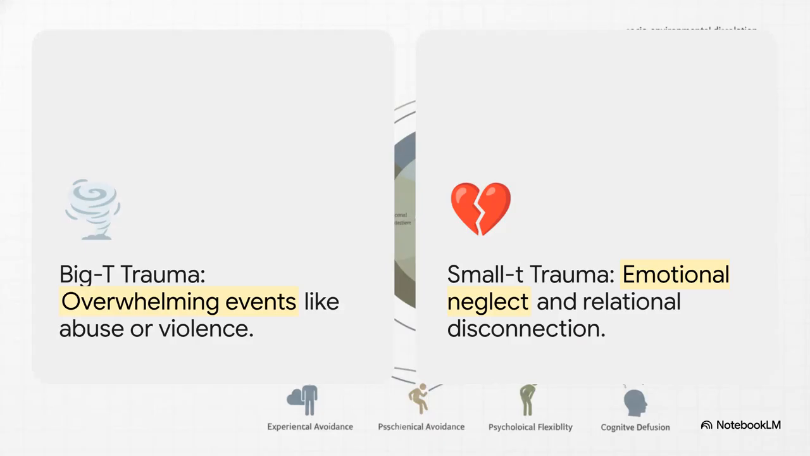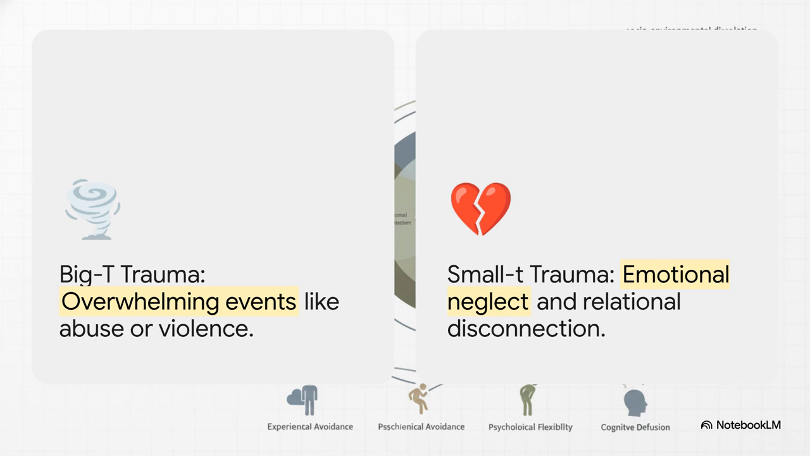Now, obviously, as humans, our cages aren't usually made of literal metal bars. Dr. Gabor Mate perfectly maps this concept to our internal development. We often think of trauma strictly as big T trauma, the overwhelming, obvious events like severe abuse or violence. But equally impactful is what we call small T trauma. This is the subtle stuff. It's the ongoing emotional neglect. It's when a child's fundamental needs for connection just aren't met.